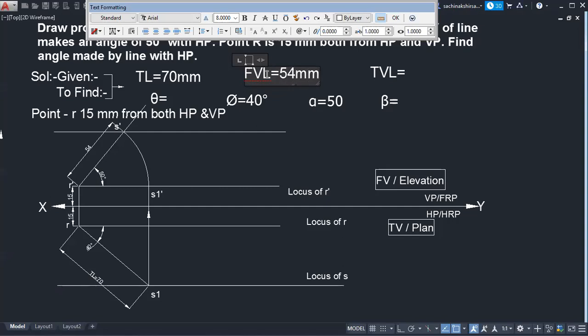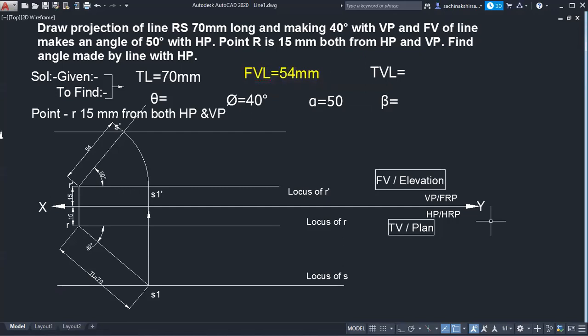I got one answer. So I will highlight this with some other color, suppose the yellow color. This was my one answer. FVL I got. So how can I get other things here? Straight line from S dash. If I draw a straight line from S dash, what will happen? Which point will I get? Bit angle, yes, we get the bit angle.